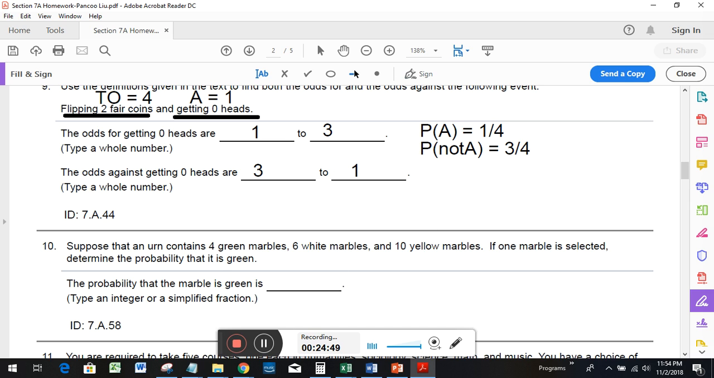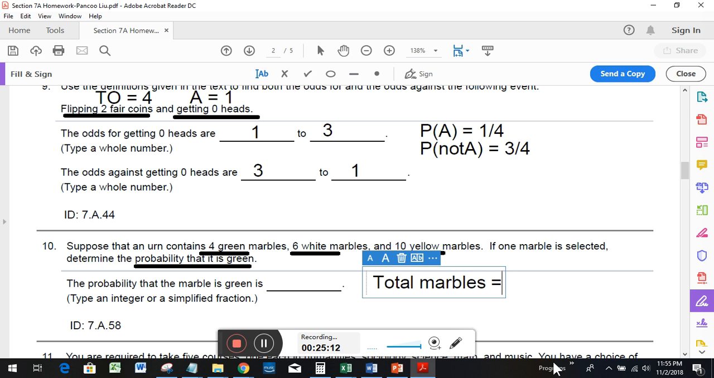Number 10 here says, suppose an urn contains 4 green marbles, 6 white marbles, and 10 yellow marbles. If one marble is selected, determine the probability that it's green. So here, what we need to do is actually figure out total marbles. So total marbles is basically 4 plus 6 plus 10, which is equal to 20 marbles.